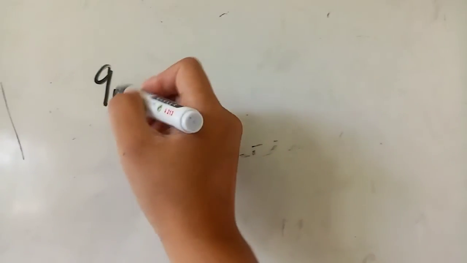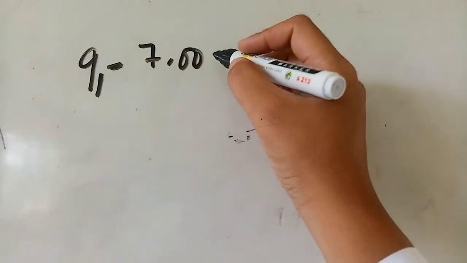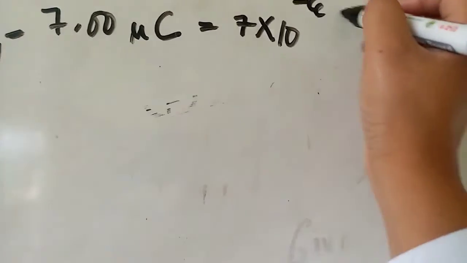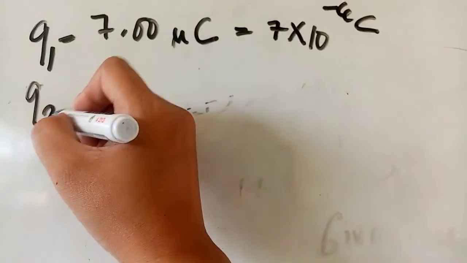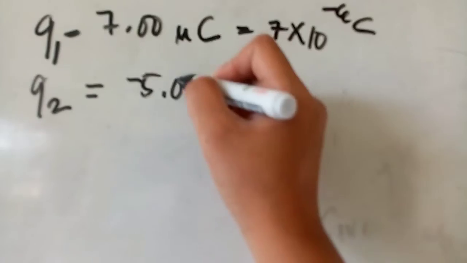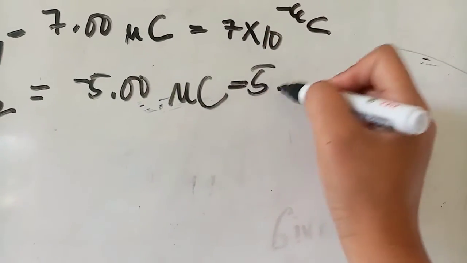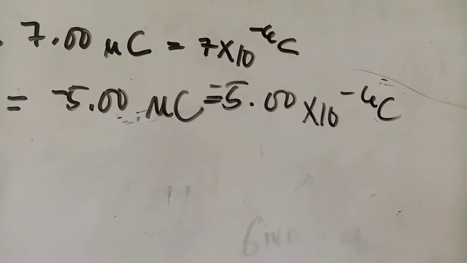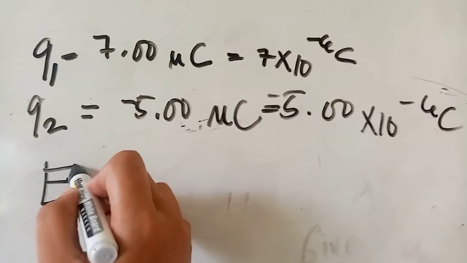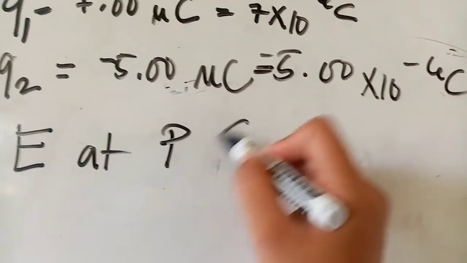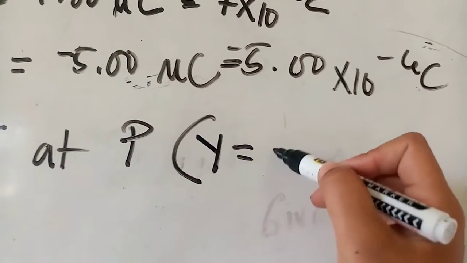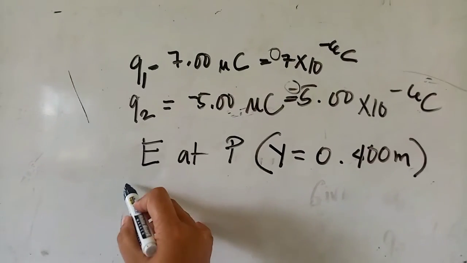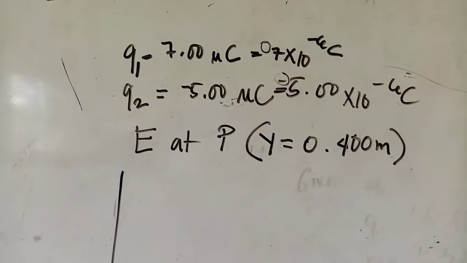Okay, we know that charge 1 is equal to 7.0 microcoulomb, or that is equal to 7 times 10 to the negative 6 coulomb. And our charge 2 is equal to negative 5.00 microcoulomb, or that is equal to negative 5.0 times 10 to the negative 6 coulomb. So because we are to get the electric field at point P that is found in y, that is equal to 0.400 meters. To be easier, let's plot these charges in a Cartesian plane.